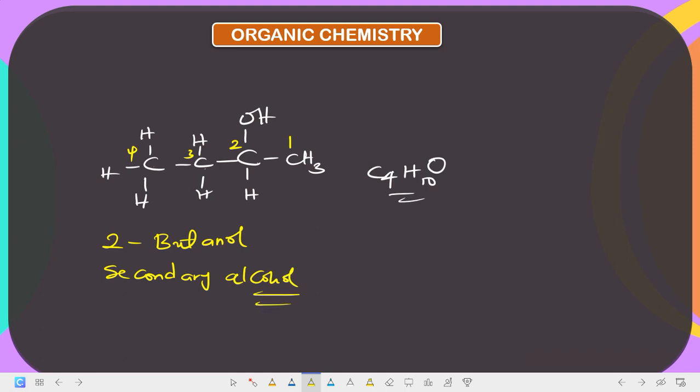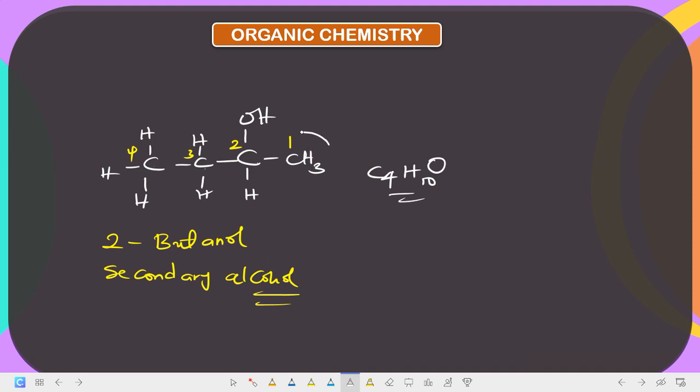So this is a secondary alcohol. Now, is there any way that we can have a tertiary alcohol from here? Yes, we can definitely have a tertiary alcohol from here. Now, how do we have a tertiary alcohol? Tertiary alcohol is that alcohol that has 3 different alkyl groups around it. Now, why is this one having 2 different alkyl groups, and why is it called secondary?